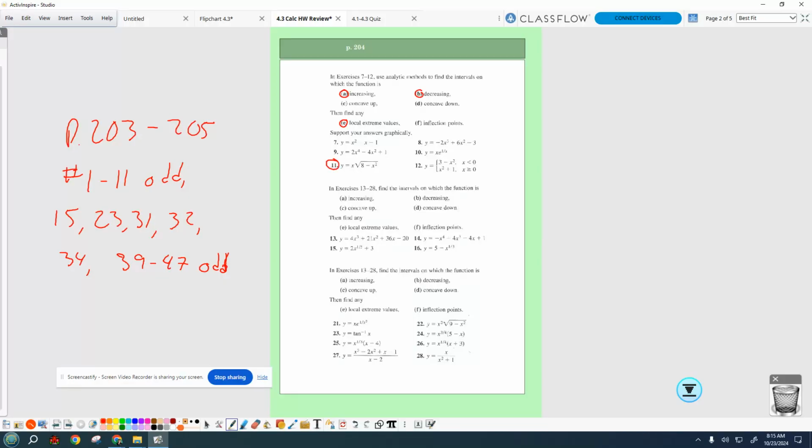Just the 11, the others. Yeah. Yeah, okay, so not as involved. Oh, so 11 and 23. Sorry, 11 and 23, just the A, B, and E.